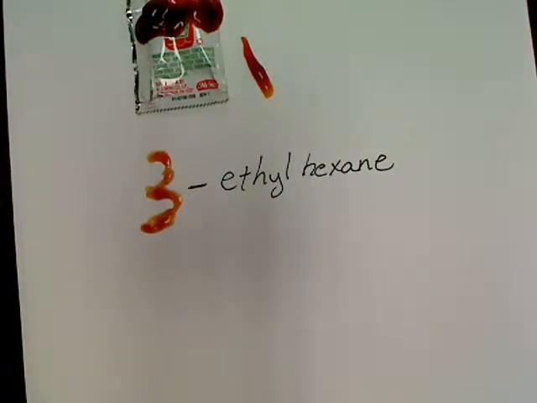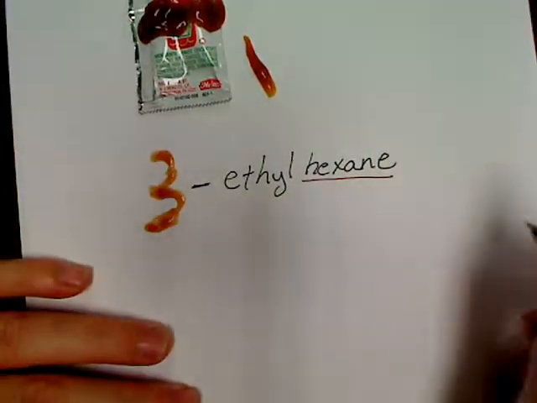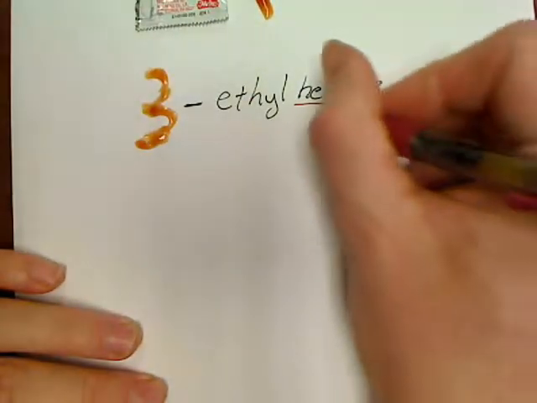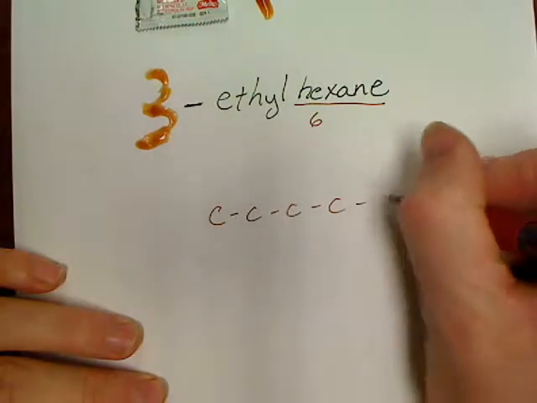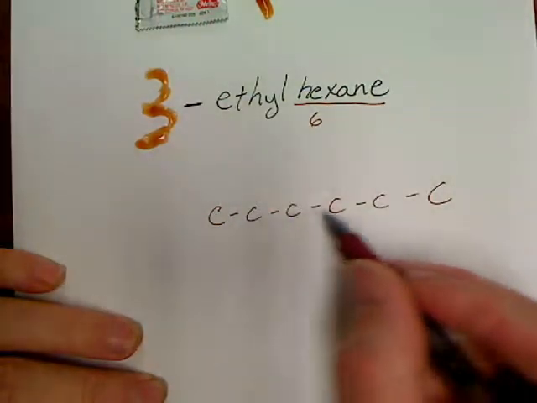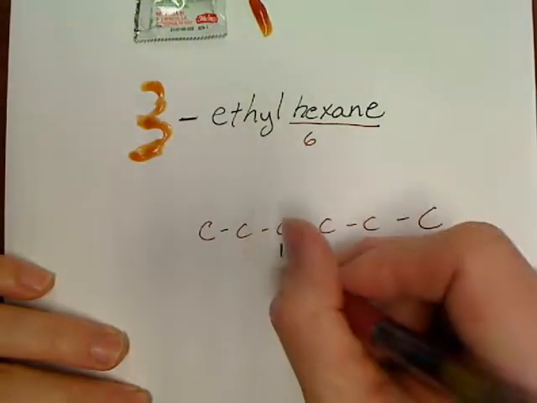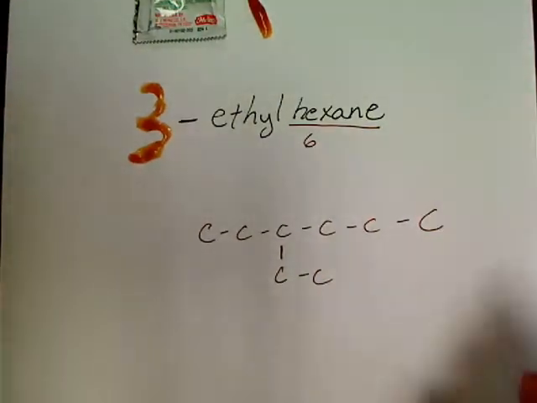Ethyl. 3-ethylhexane. Oh my goodness, there we go. Alright, so how do you do this? Well, let's look at the root word, hexane. So you've got a chain of 6 C's, 1, 2, 3, 4, 5, 6, and they are all connected by single lines. And now on the third one, there should be 2 C's hanging off of it, thus an ethyl.